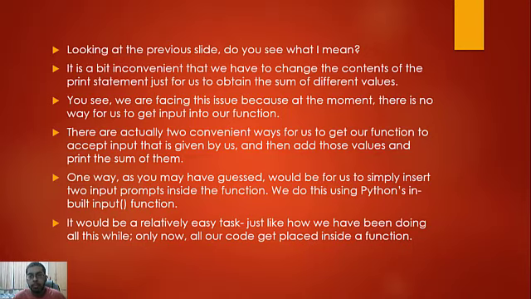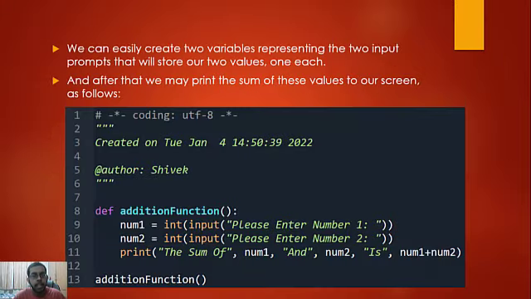One way, as you may have guessed, would be for us to simply insert 2 input prompts inside the function. We do this using Python's inbuilt input function. It would be a relatively easy task, just like how we have been doing all this while, only now our code gets placed inside a function. We can easily create 2 variables representing the 2 input prompts that will store our 2 values, one each. And after that, we may print the sum of these values to our screen as follows.